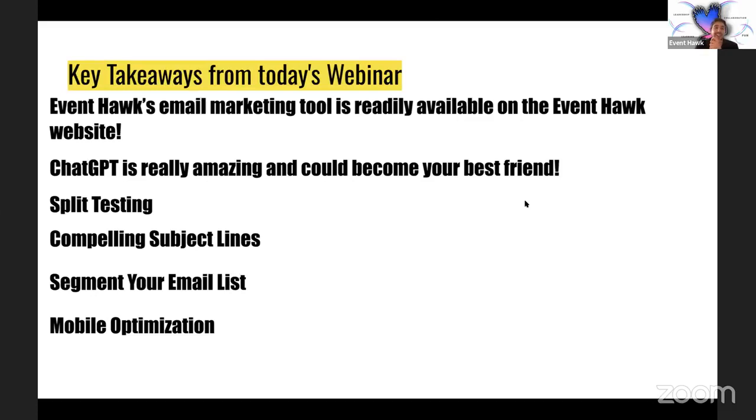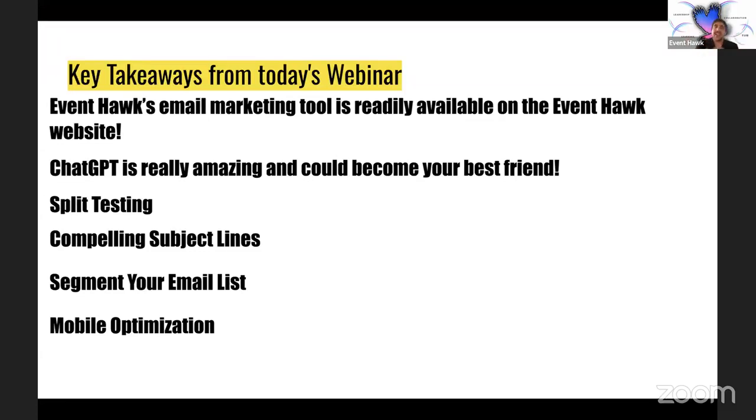So what are the key takeaways from today's quick webinar, right? Number 1, our email marketing tool is readily available on EventHawk on our website, right? And you saw it's right there on the left-hand side under email, and it could take less than an hour and you can have a whole month full of emails set up, ready to go.